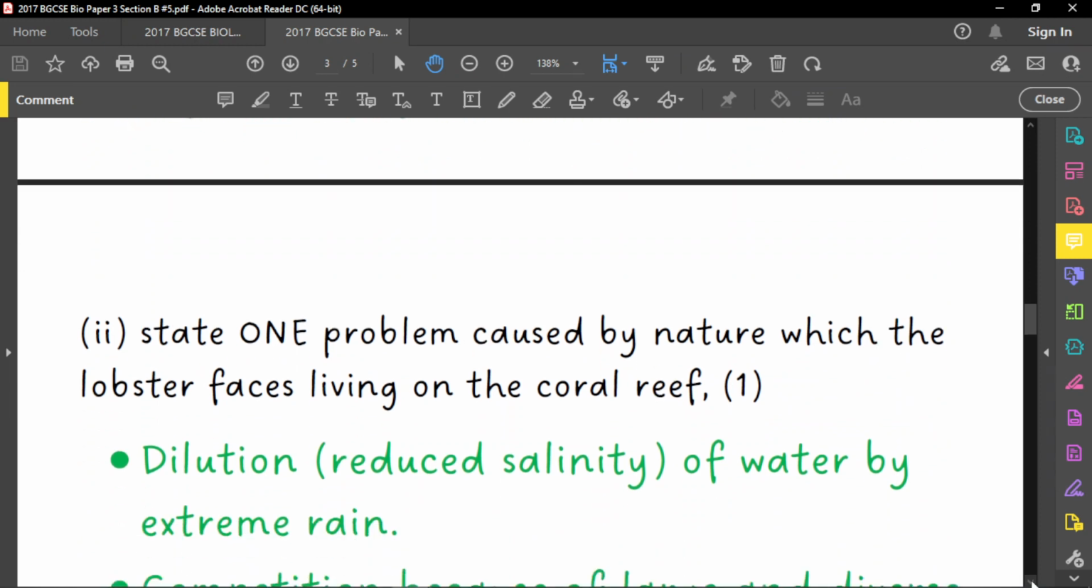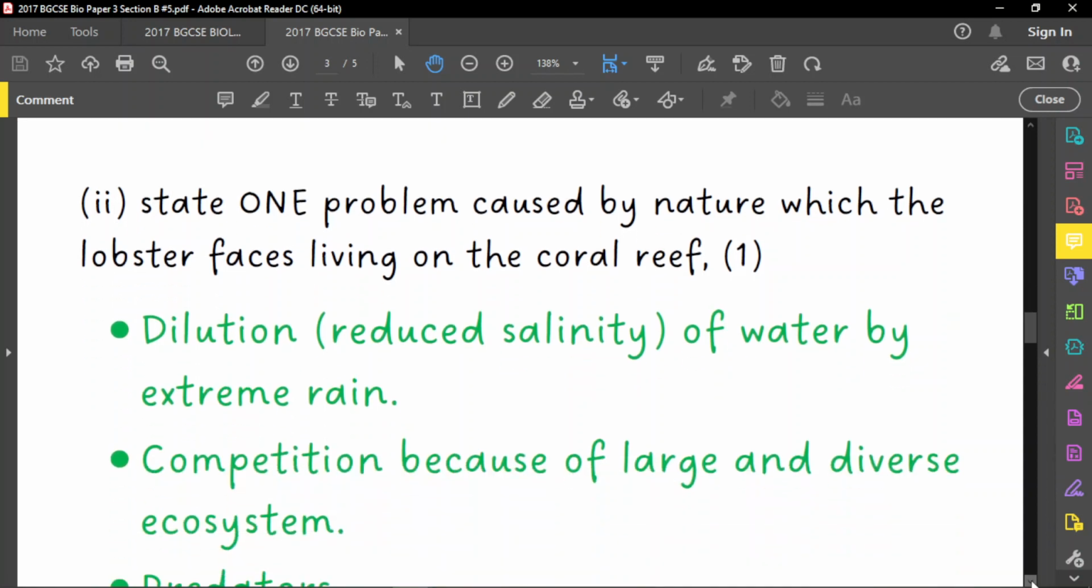All right, for part two now, state one problem caused by nature which the lobster faces living on the coral reef. One is dilution of water, and this is because of excessive rain. Excessive rain can decrease the salinity of the water. And of course, you know that organisms like a certain level of salinity, otherwise they cannot reproduce, they cannot even absorb water, and their cells could also be damaged. All right, and some organisms are very sensitive to the salinity or the salt level in water.